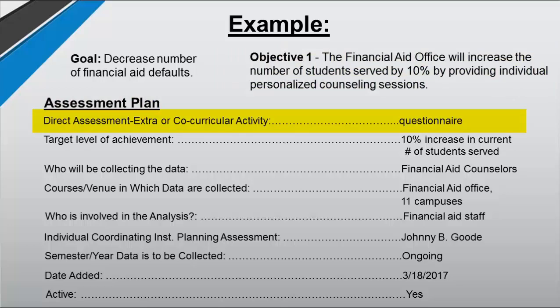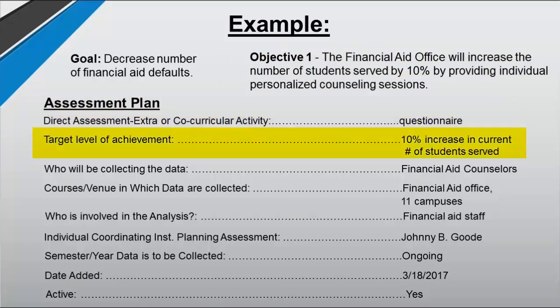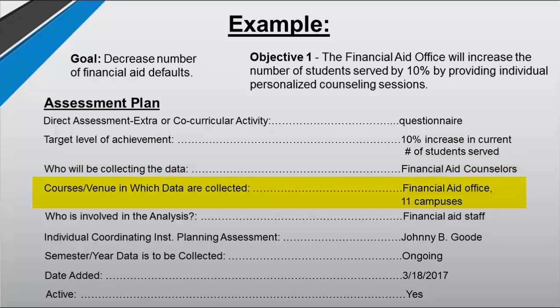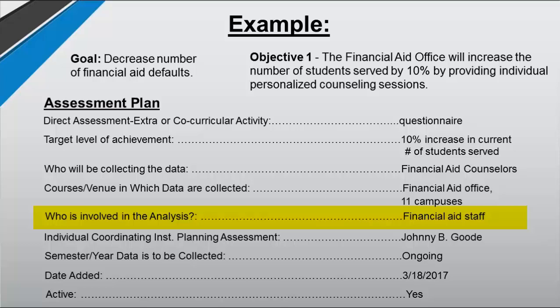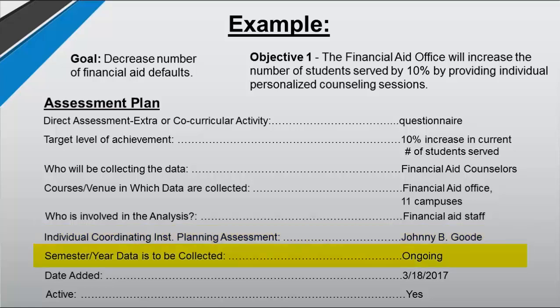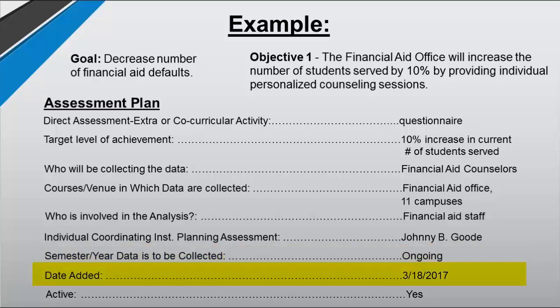Their direct assessment activity is a questionnaire. Their target level of achievement is a 10% increase in current number of students served. Their financial aid counselors will be collecting the data. The data will be collected by the financial aid office at 11 campuses. The financial aid staff will be involved in the analysis. Johnny B. Good is the individual coordinating the assessment. The semester and/or year this data is to be collected is ongoing. The date this assessment was collected is March 18, 2017, and this assessment is currently active.